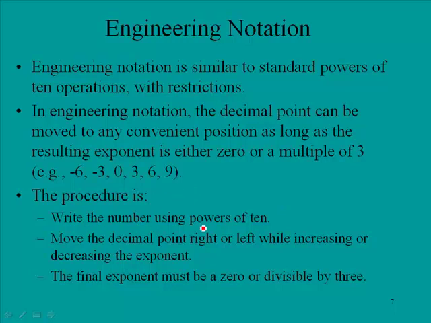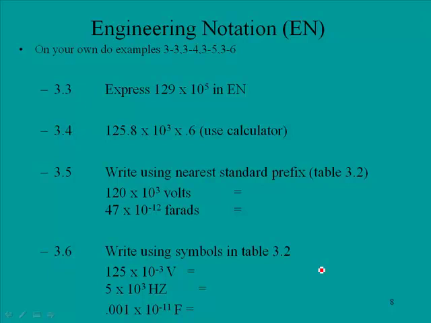The procedure goes like this. Write the number using powers of 10. Move the decimal point right or left while increasing or decreasing the exponent. The final exponent must be a 0 or divisible by 3. And here are some examples.